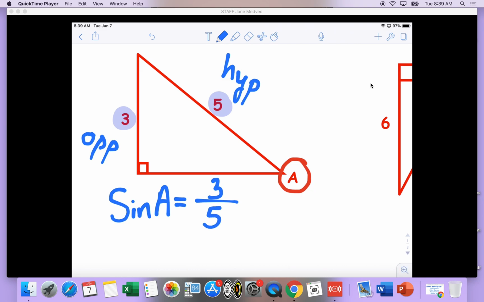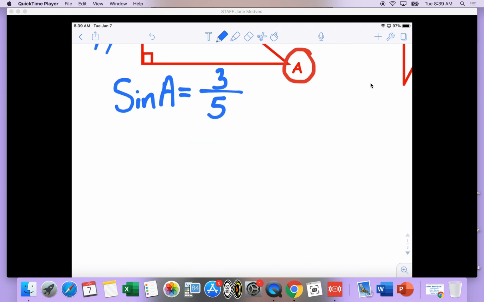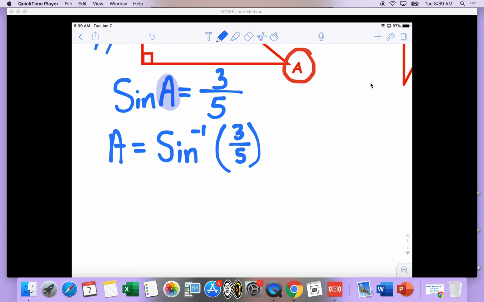So right now, nothing is different from what we've done the last couple sections, correct? What makes this different is this: I need to solve for the A right here. So what we're going to do is write A equals inverse sine. That looks like that. I'm going to write parentheses, 3 over 5, parentheses. When you're doing your work, this is what I kind of expect you to do.